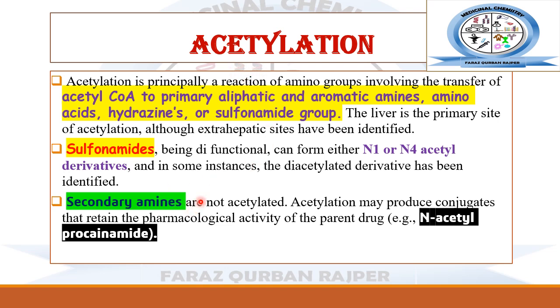Secondary amines are not easily acetylated, so these acetylation reactions mainly occur on the primary amine. The acetylation produces a conjugate that basically retains the physiological activity of the parent drug molecule. N-acetyl procainamide is one example of a conjugated drug from the acetylation reaction, which is still active after the conjugation reaction.